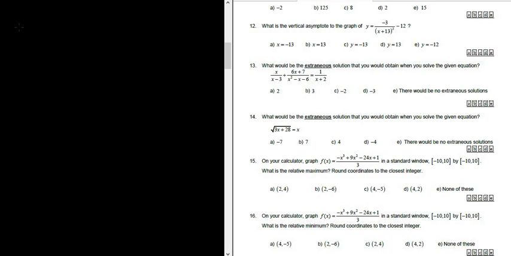Number 13. What would be the extraneous solution that you would obtain when you solve the given equation? So the equation is x over x minus 3 plus 6x plus 7 over x squared minus x minus 6, and that's equal to 1 over x plus 2.